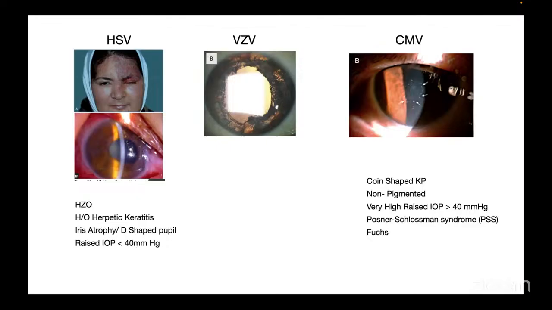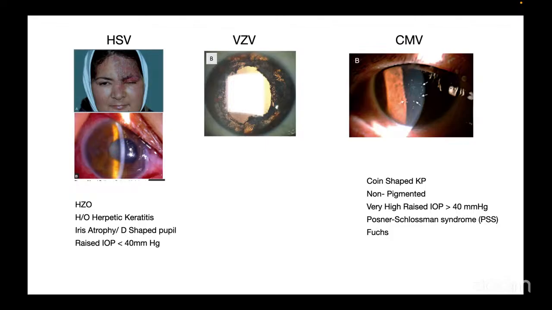One thing is how to differentiate whether it is HSV, VZV or CMV. I have mentioned a chart to differentiate between these viruses. These are acutely present granulomatous keratic precipitates. Look for HSV, and HZO also. Previously herpetic keratitis, you can see the signs and symptoms of old herpetic keratitis.